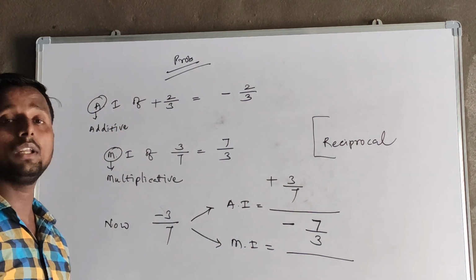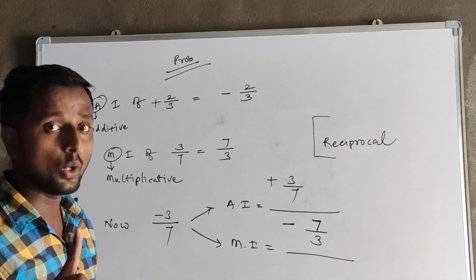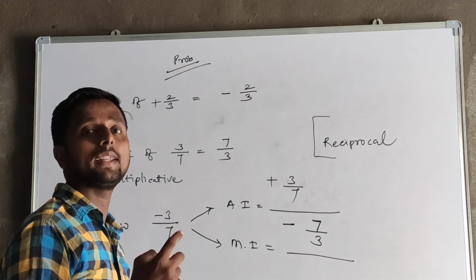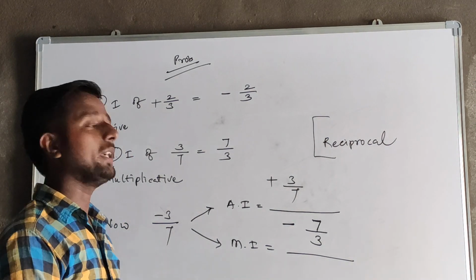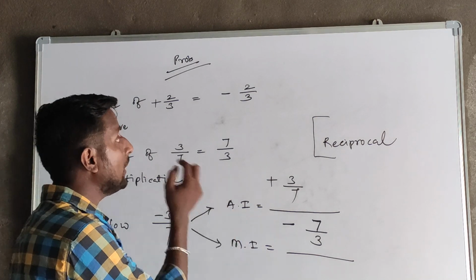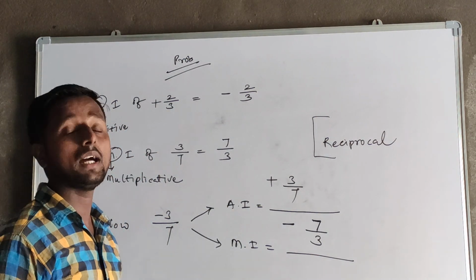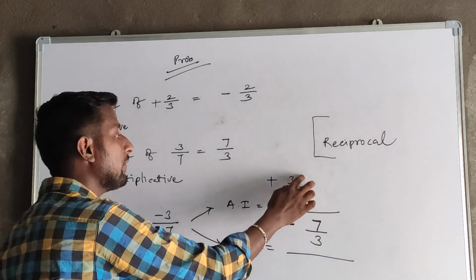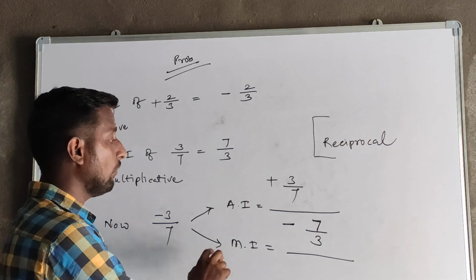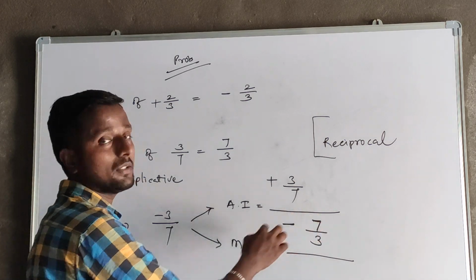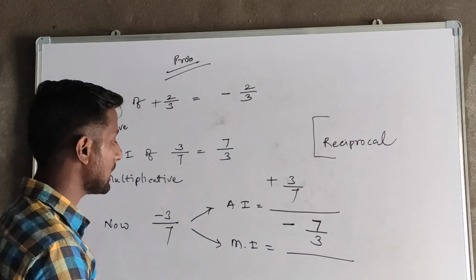Correct? So totally we learned 4 things today. One is the role of 0 and the role of 1. 0 can be called the additive identity. 1 can be called the multiplicative identity. And we also learned the additive inverse and the multiplicative inverse. In the additive inverse, we use the same fraction with the opposite sign. In the multiplicative inverse, we use the same sign with the reciprocal fraction. Am I right? Right.